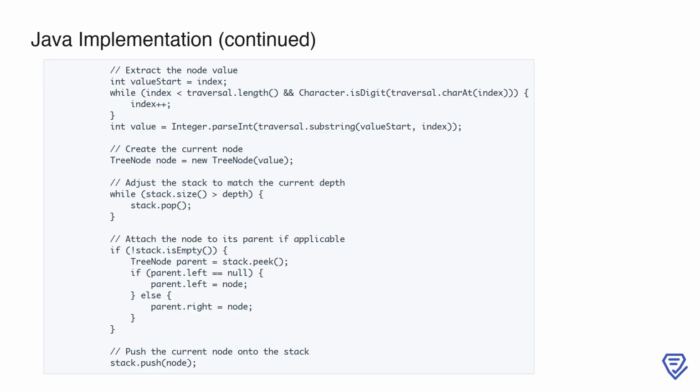Next, we adjust the stack to match the depth of the current node by popping nodes until the stack size corresponds to the current depth. This ensures that the stack's top node is the immediate parent of the new node. If the stack is not empty, we attach the new node to its parent. Depending on whether the parent's left child is null, the new node is assigned as either the left or right child. Finally, the current node is pushed onto the stack, preparing it to become a potential parent for subsequent nodes.